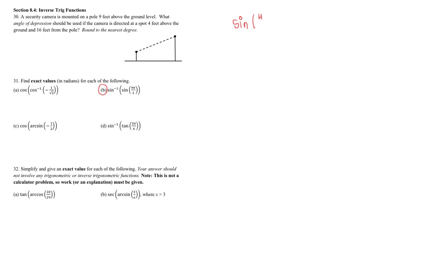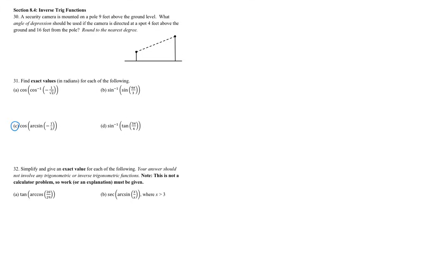Moving on to part B, we're first going to start by finding the sine of 4 pi over 3, which using your unit circle, you get negative root 3 over 2. Now we're going to find the arc sine of negative root 3 over 2. And within the bounds of arc sine, that becomes negative pi over 3.